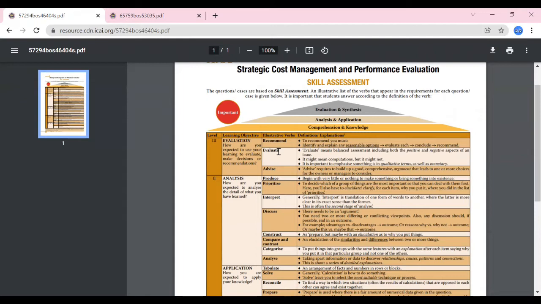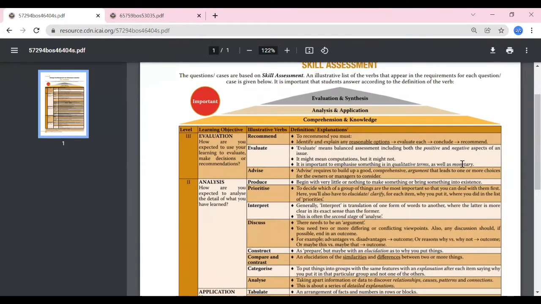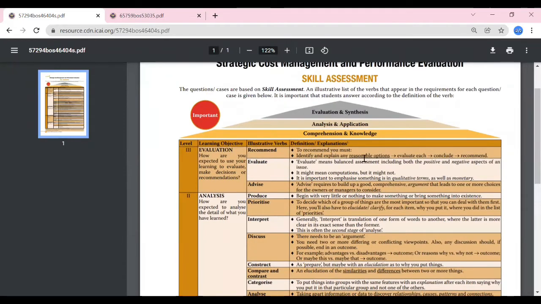Let's take the first word, for example, recommend. Let's say the question would say recommend a better approach or recommend an alternative treatment. So how do you answer that question? ICAI says that identify and explain any reasonable option, then evaluate each of them, conclude, and then recommend. So as such, the definition of recommend would seem very simple to all of us, but indirectly ICAI is providing you a structure of how you should answer that question.